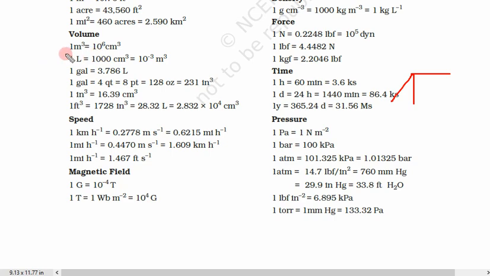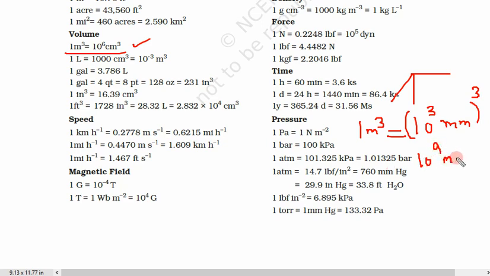So 1 meter cube is equal to 10 to the power 6 centimeter cube, or 1 meter cube is equal to 10 to the power 3 to the power 10 to the power 3 millimeter cube. So that means 10 to the power 9 millimeter cube. Okay, so this is another conversion.